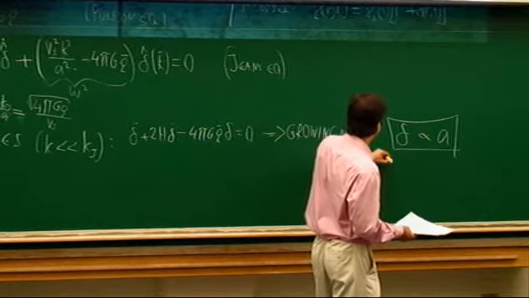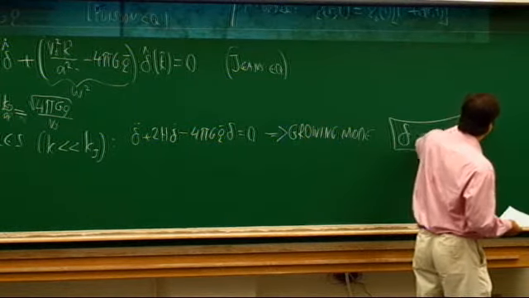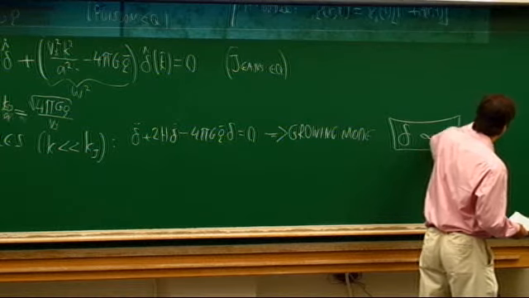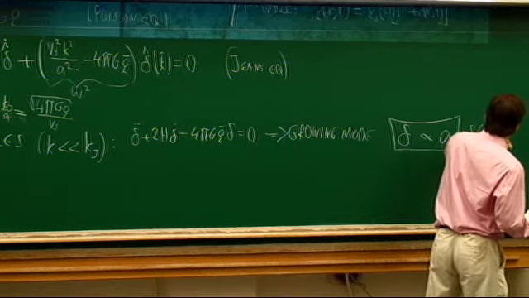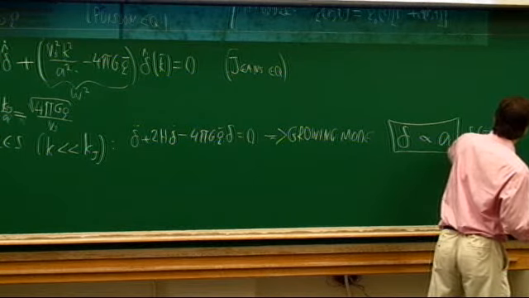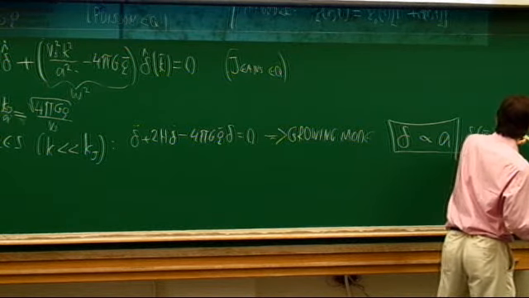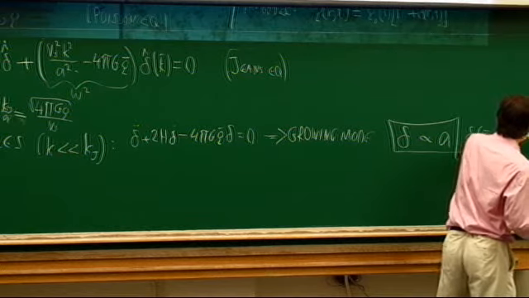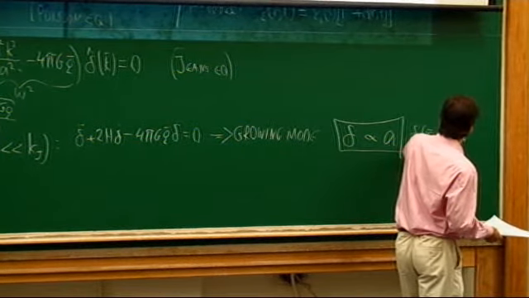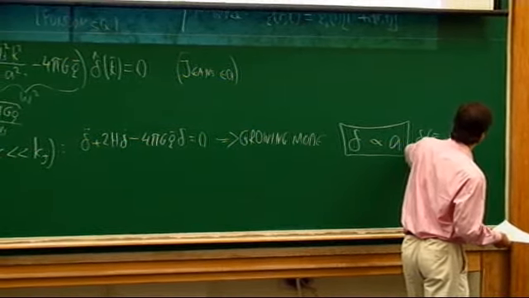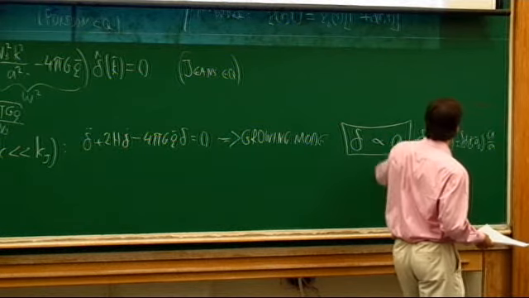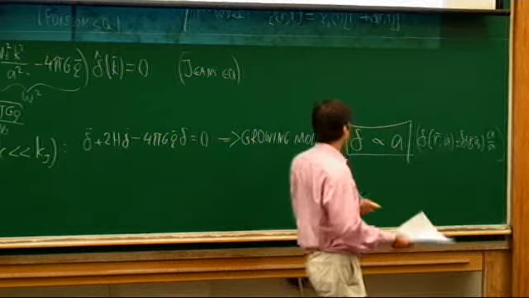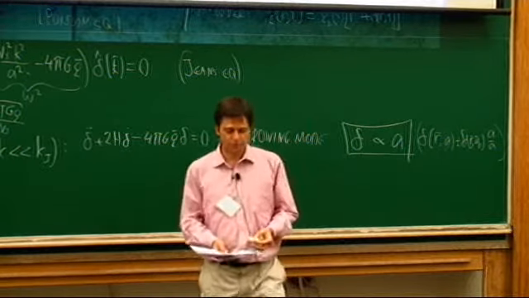So more specifically, the fluctuation is a function of position and scale factor, right? Or time. It just goes like whatever it was initially times however much the universe has grown by. Right? This is a super simple equation, very, very useful to remember.